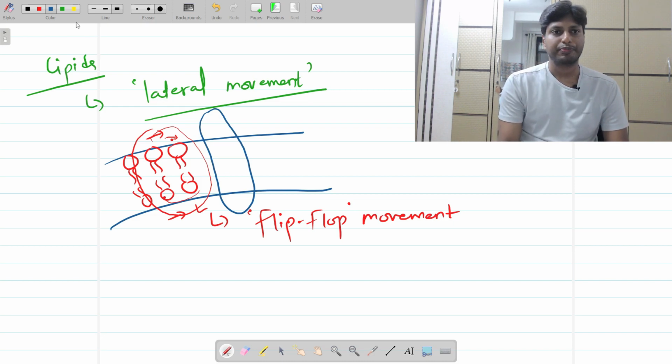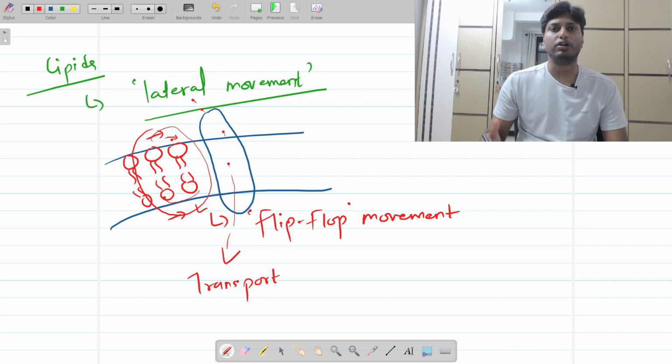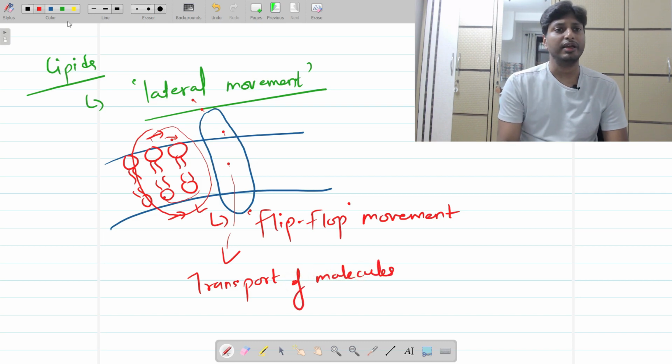So remember that proteins are majorly helping in the transport of molecules. Especially when we are talking about the integral proteins, these are present throughout the membrane. They are helping in the transport of molecules, and that's why they are also called channel proteins.